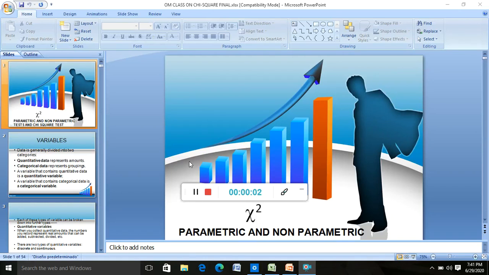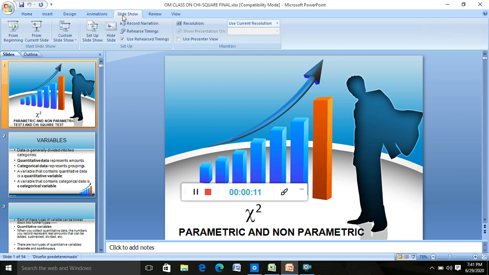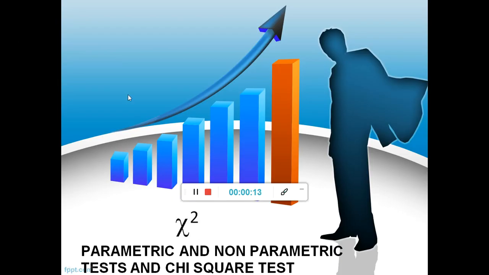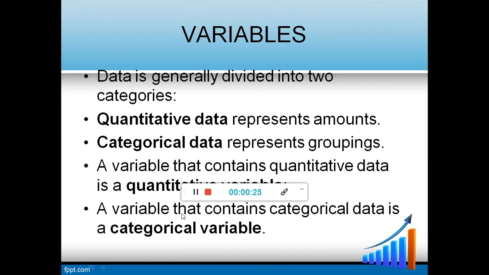Hello and welcome to my next class, which is on parametric and non-parametric test with a special reference to chi-square test. Well, let me start from the beginning of the slide. As you can see, it is a parametric and non-parametric test. This is the symbol of chi-square test. It looks somewhat like Latin x raised to power 2. So this is the chi-square test.